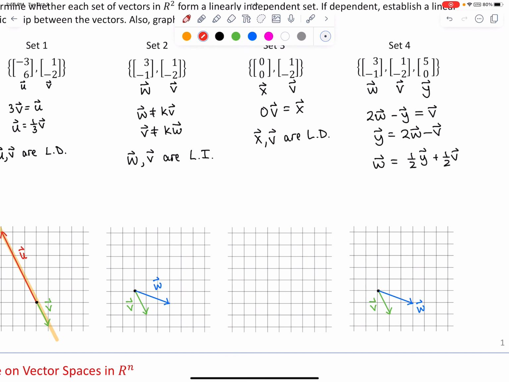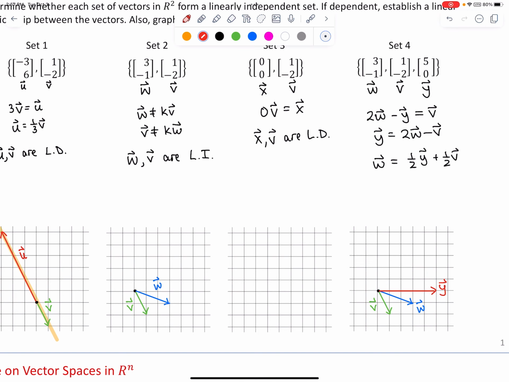Here are the vectors w and v in the set, and now let's also graph vector y. Now none of these vectors are collinear, but they are all coplanar. In fact, the span of vectors v and w alone will cover all of R2. Thus, it's possible to obtain vector y by doing a linear combination of v and w.